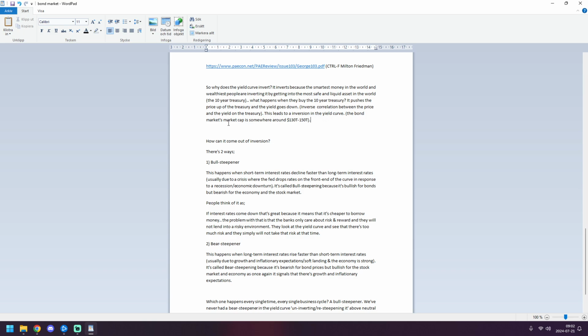The bond market's market cap is somewhere around 130 to 150 trillion, which is 2.5 to 3 times the size of the US stock market. How can it come out of inversion? There's two ways. Number one is the bull steepener.